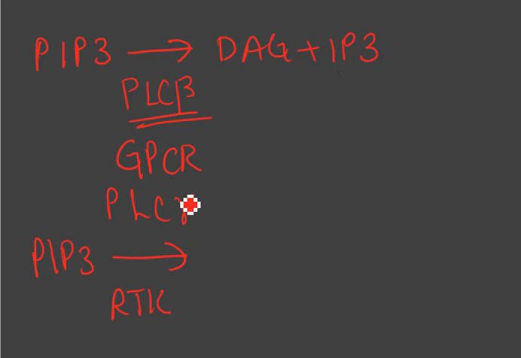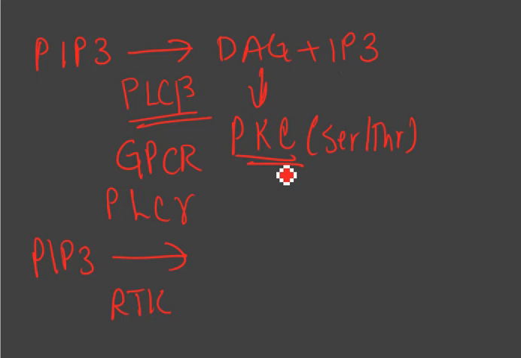Now IP3, as we all know now, is involved in calcium channel secretion. And what does diacylglycerol do? So diacylglycerol is responsible for activating protein kinase C, and protein kinase C is a serine threonine kinase, and it's an important kinase. That's all that we know.